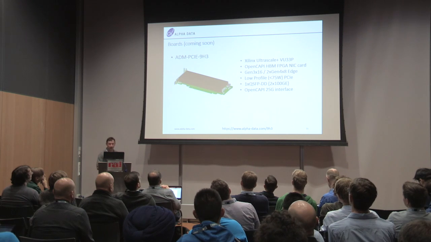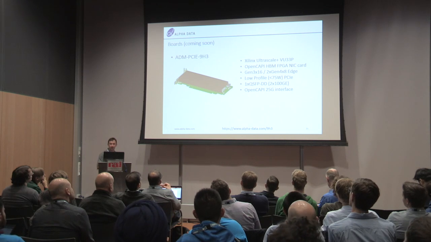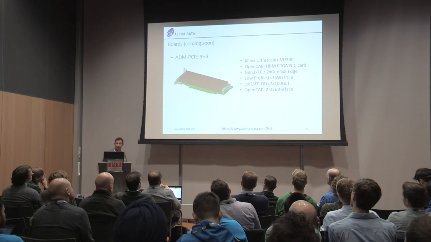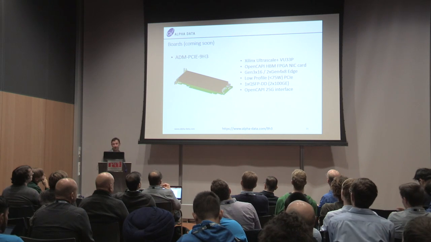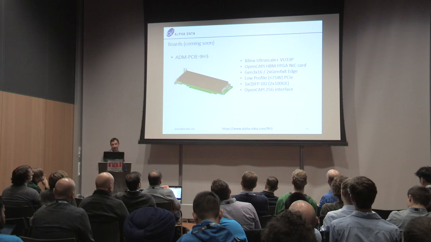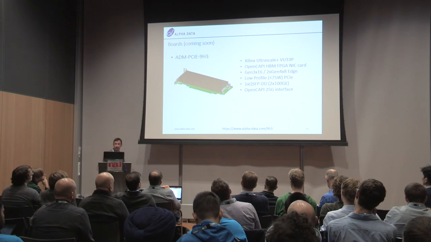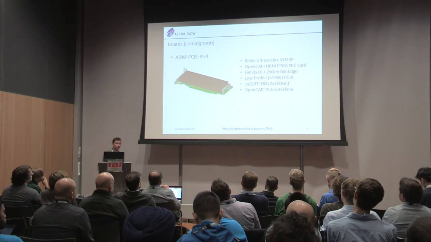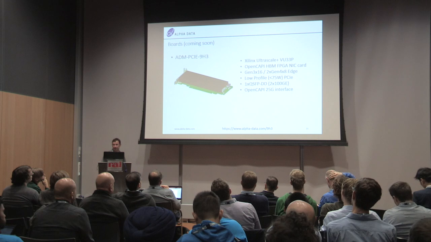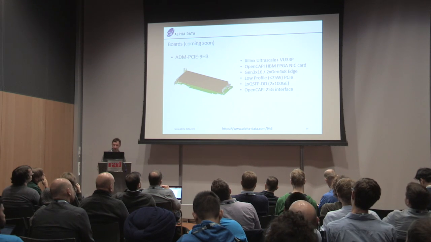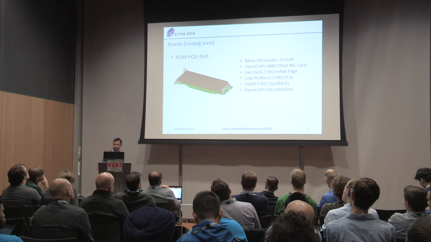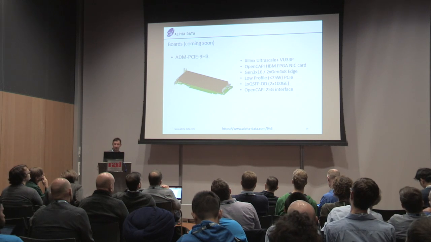And then just an early announcement of a board we're bringing out fairly soon at Supercomputing, the ADA-PCIE-9H3. This is a low-profile version of the HBM card. It has the VU33P device, and it has an OpenCAPI connection at the rear. So this could well be a deployable OpenCAPI NIC card. It has the QSFP-DD connection, allowing you 200 gigabit Ethernet connections out the front.